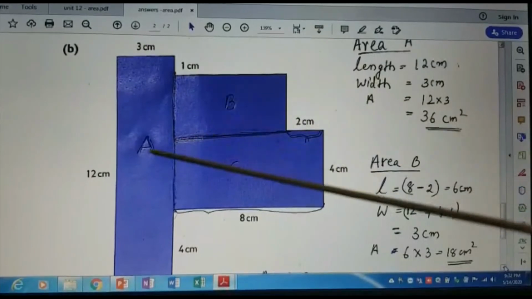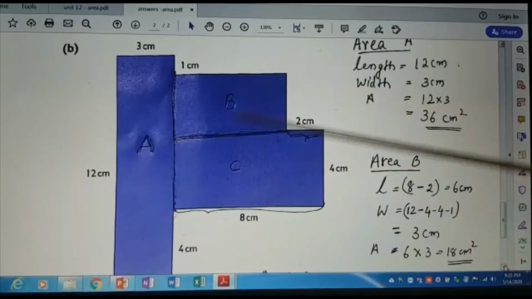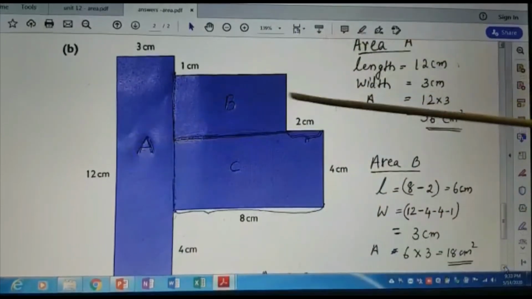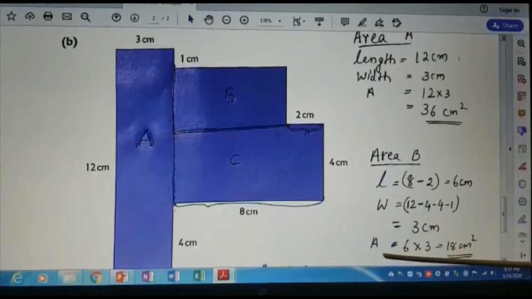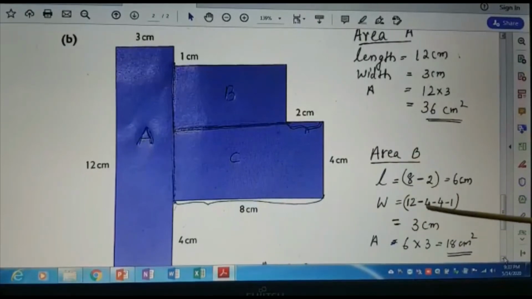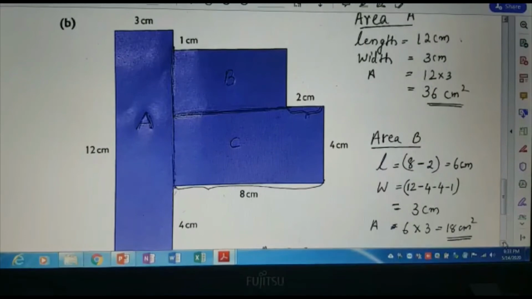So what should I do? From 12 I need to subtract 4, then 4 and 1. That is 4 plus 4 is 8 plus 1 is 9. So 12 minus 9 is what? It is 3 centimeter, is it? So what is the area of B? This B is 6 times 3. What is 6 times 3? It is 18 centimeter square. So I am getting A and B.